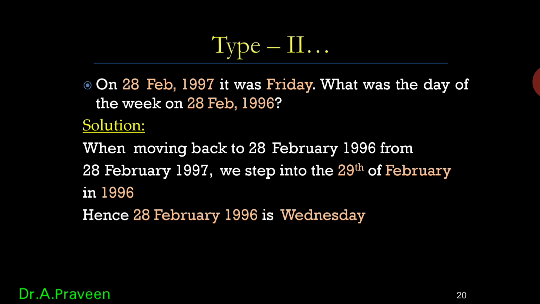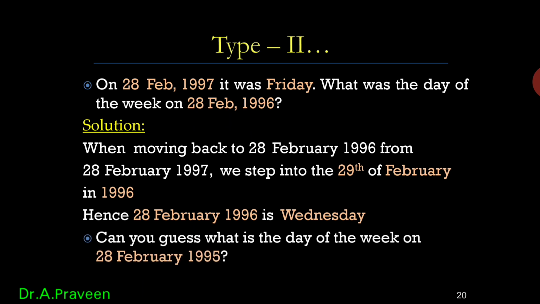That is a Wednesday. So when moving back to 28th February 1996 from 28th February 1997, we step into the 29th of February in 1996. So hence 28th February 1996 is 2 days before Friday. So that is a Wednesday. Can you guess what is the day of the week on 28th February 1995? As we move back from 28th February 1996 to 28th February 1995, of course 1995 is not a leap year, so therefore no problem at all. So it is simply 1 day before Wednesday, so therefore it is a Tuesday.